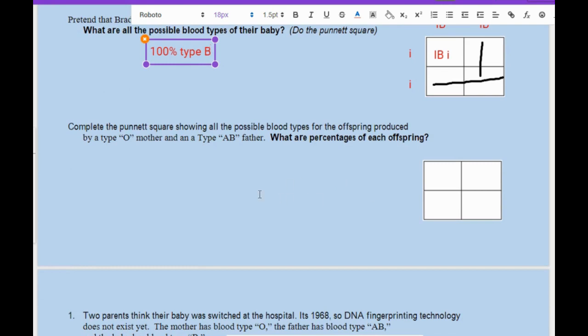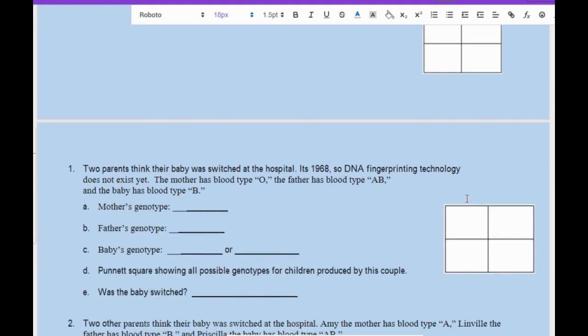I'm going to let you do this one. Mother's type O, father's type AB. So you can put the mother. I'll start you off. But remember, you got to finish it. Here's the mom. She's type O. So she can give her O allele, one of her O alleles, or her other O allele. Put the dad on the side. He's AB. And then fill in the rest of the Punnett square.